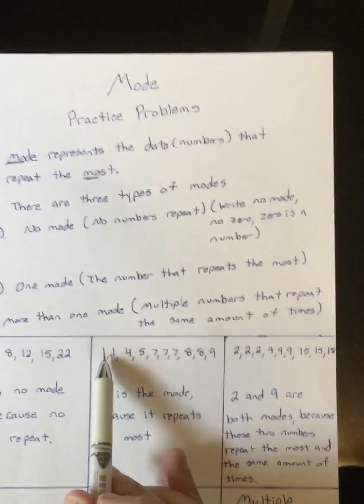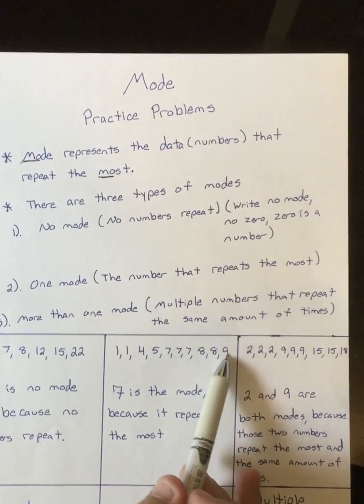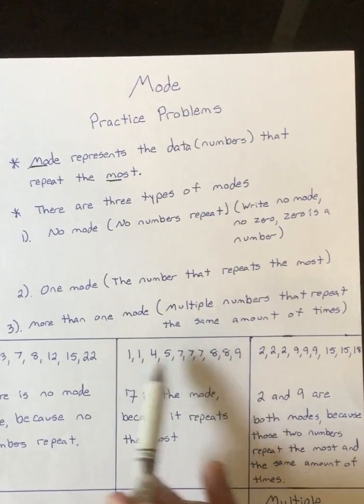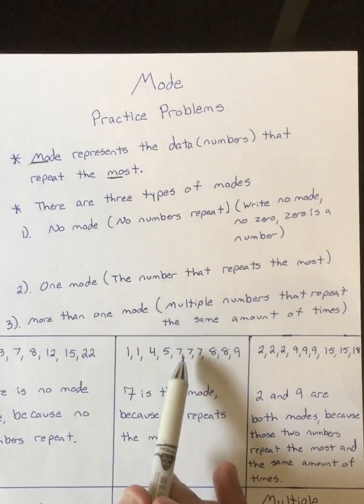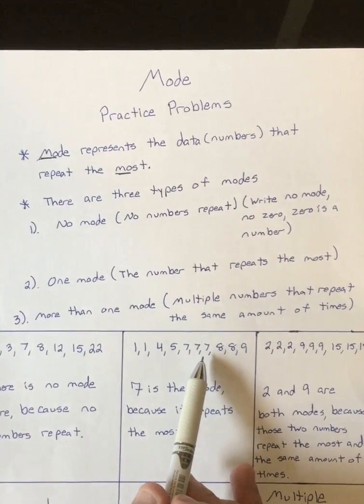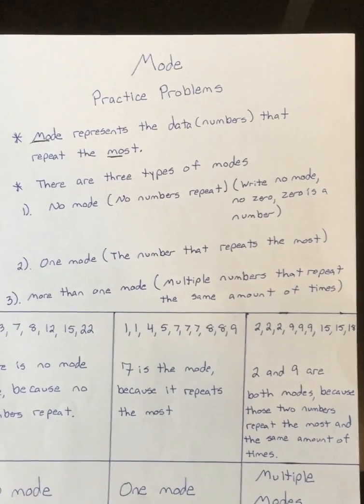The next one, we have a 1, a 1, a 4, a 5, a 7, a 7, a 7, 8, 8, and a 9. Well, you're going to say the 1 and the 8 repeat twice, but the 7 repeats 3 times. So what number repeated the most? 7. So there was one mode.